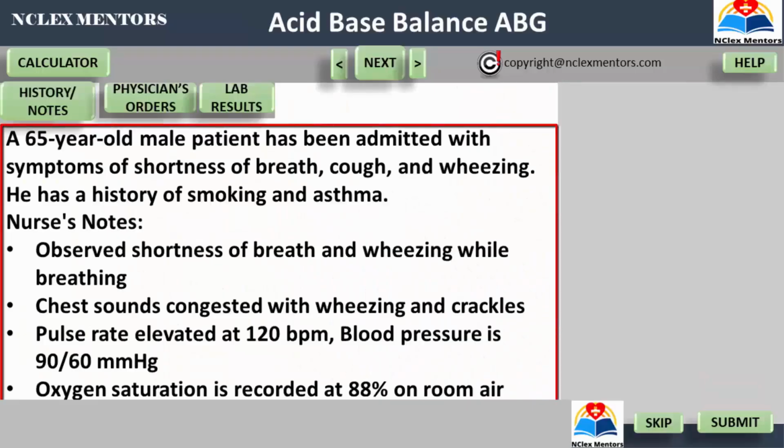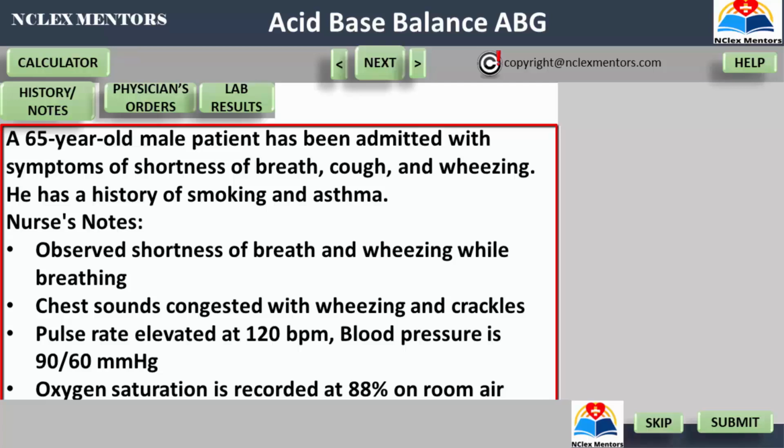The 65-year-old male patient was admitted with symptoms of shortness of breath, cough, and wheezing. His medical history includes smoking and asthma, which likely contribute to his current respiratory issues. Upon examination, the patient displayed noticeable difficulty in breathing and audible wheezing. The chest sounds were described as congested, with the presence of both wheezing and crackles.